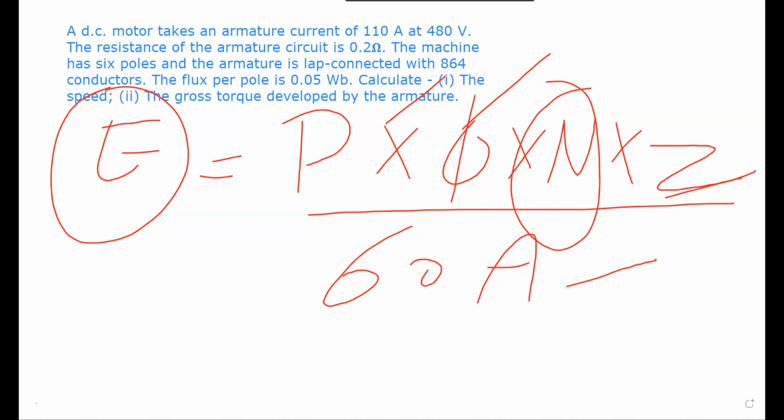And the value of phi is 0.05. Value of phi is 0.05. Answer 636.1. So RPM is 636. No need to write 0.1, you can round off to 636. Okay. Then the next, the first part is already clear. We already covered the first part.